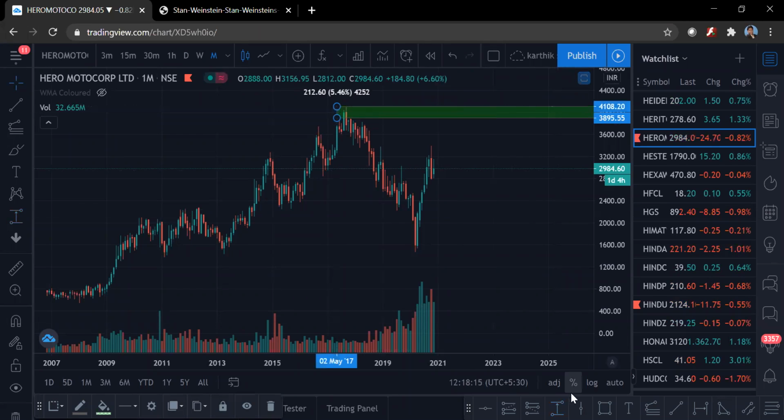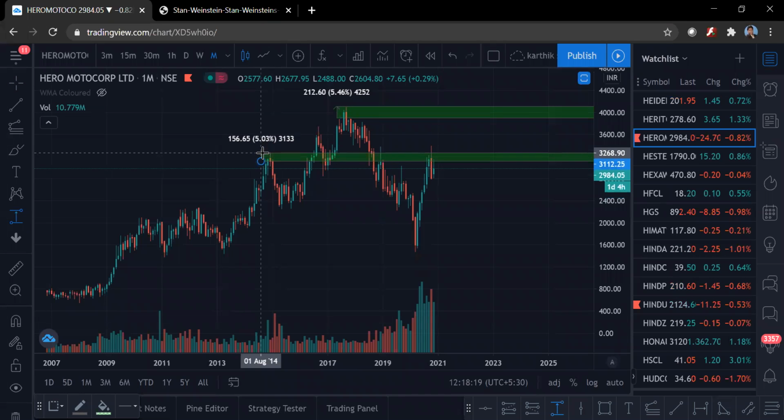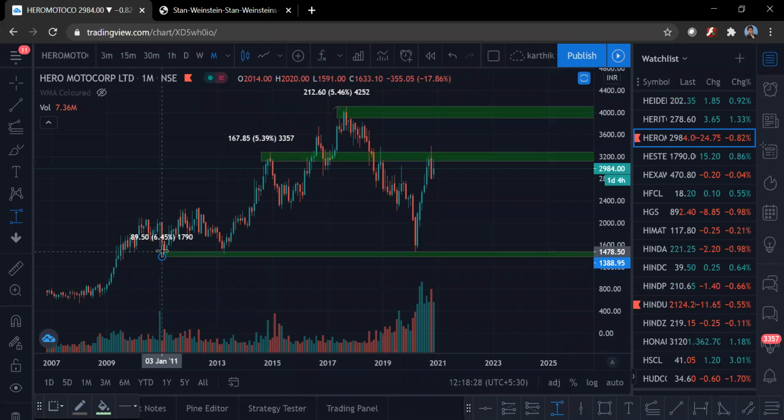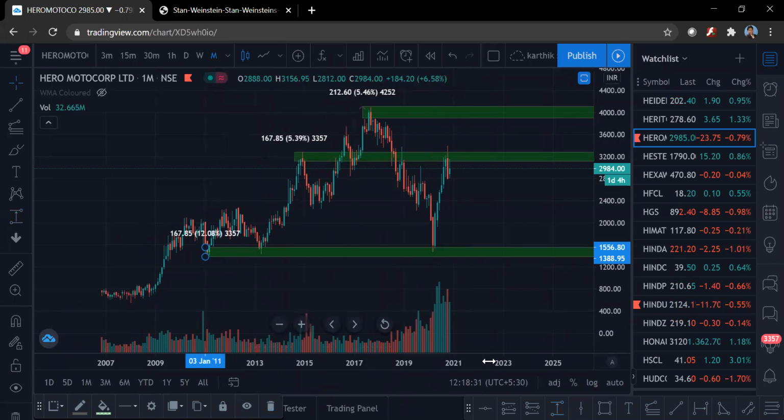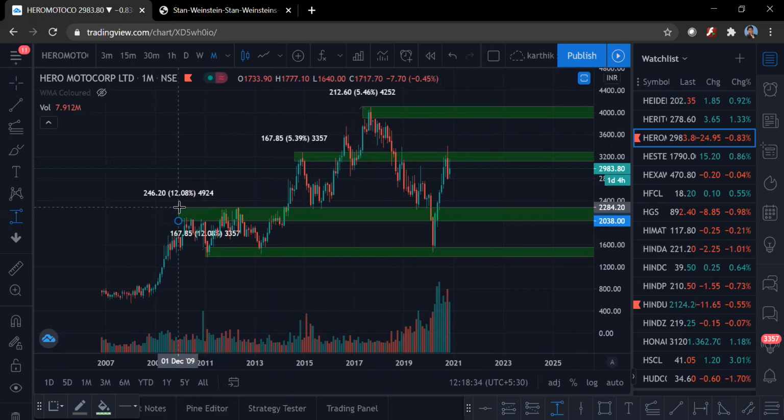Extreme peaks. They need to be visible. Don't go looking into them. If you can see them properly, that means they are there. If you can't see them, you need to look hard, then they are not there. So these extreme peaks, try to mark them in the monthly time frame.